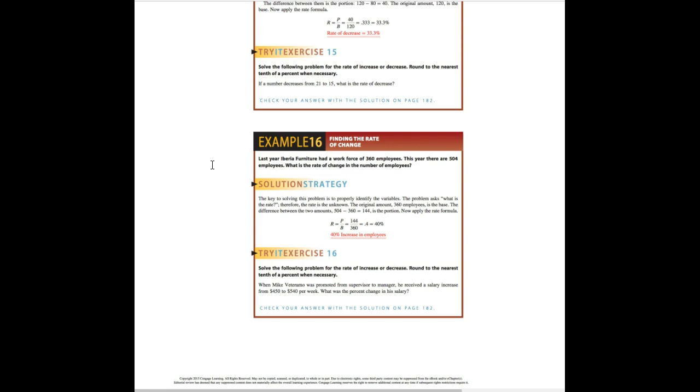The original amount that we started with, our starting point, was 360 employees. That's our base. And then we need to figure out what the portion is, the difference. So we take 504, and we take away 360, and we get 144 as the portion. Then all we do is plug it in to our rate formula. So 144 divided by 360 is 0.4. So there was a 40% increase in employees. Go ahead and try problem 16. Make sure that you identify all the parts, take your time solving it, and check your solution on 182.